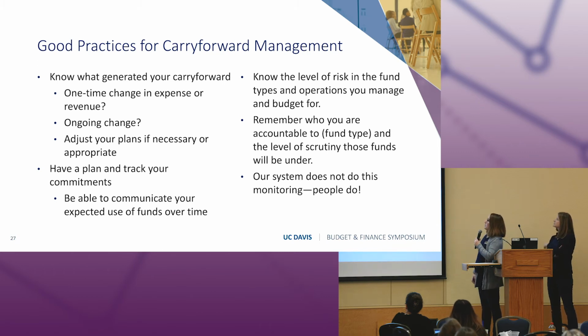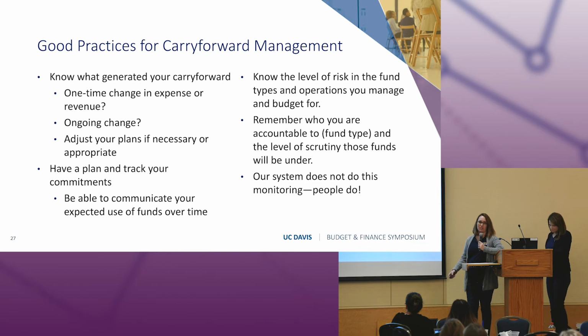Know the level of risk in the fund types and operations you manage and what to budget for. That goes to: what is the most risky thing I have and how much savings should I have in case something goes bad, right? That's a bit of your scenario analysis, worst case scenario, planning for the bad. But if you do that too much in fund sources, it doesn't go so well. So that's another thing to think about. Who you're accountable to, that's the fund type. And our system doesn't do this monitoring, you guys do. So we're going to have more tools to allow you to do it, but there's no one else looking at this except you and us.